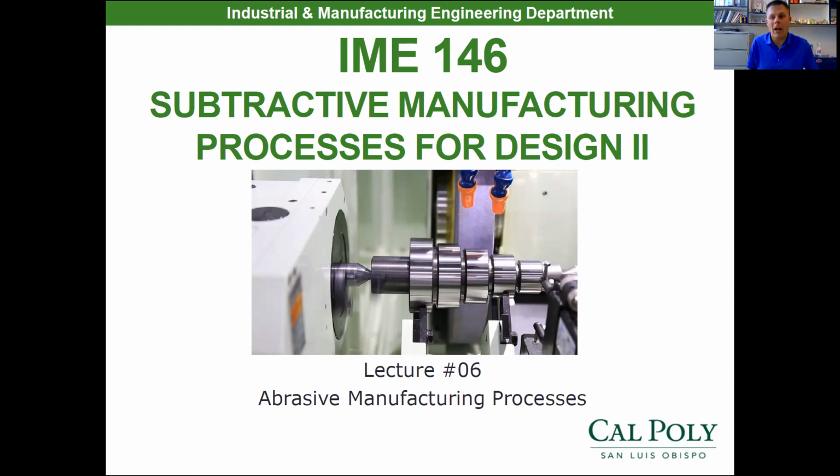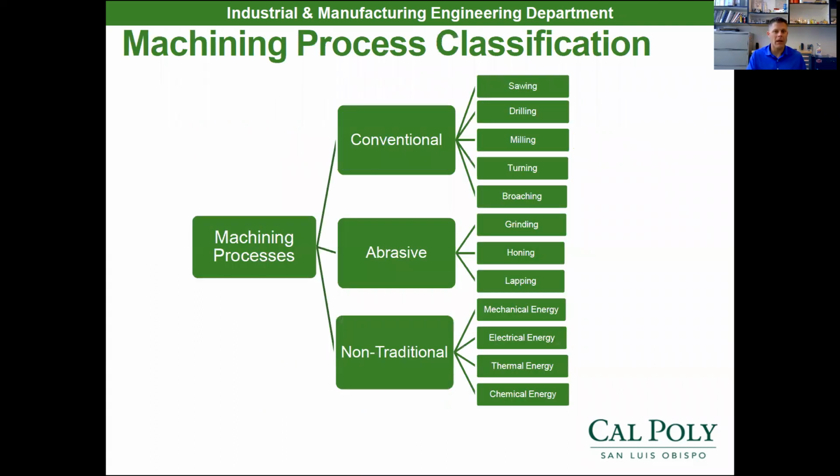This week, we're going to talk all about abrasive manufacturing processes. So far, we've been through conventional manufacturing processes, so sawing, drilling, milling, turning, and broaching, back from IME 145. We've also used them this quarter to make some of our parts in our Geneva wheel. But then we went ahead and covered the non-traditional machining processes, the ones that don't use shear stress to remove material from the workpiece. So they use mechanical, electrical, chemical, and thermal energy to remove that material.